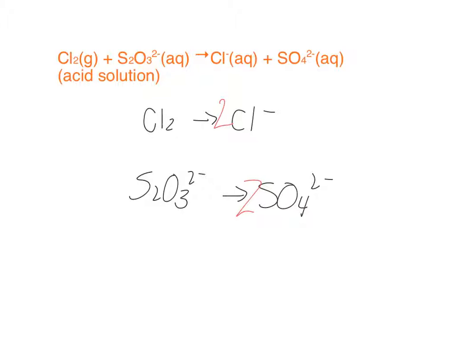So next step is to balance for oxygen. There is no oxygen in our first reaction, so we're not concerned about that. We're just going to skip that step for it. In our second reaction, though, we have 3 oxygens on this side, and don't forget about the 2, we have 8 oxygens on this side. So that means I need to add 5 waters.